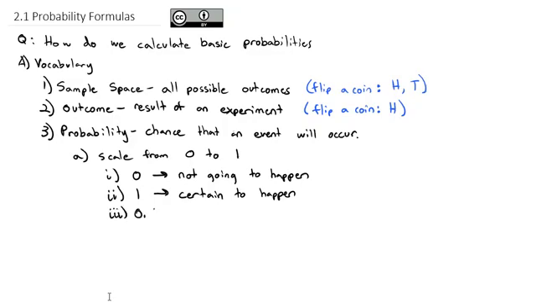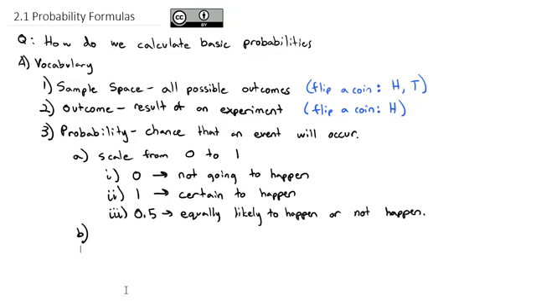And then you could get any decimal in between. So if I ended up with like 0.5, that would be right in the middle. So it's equally likely to happen or not happen. So if the probability is 0.001, it's probably not going to happen, but it could happen. If the probability is 0.95, it probably will happen because it's closer to 1, but it might not happen. The scale from 0 to 1 is our probability.